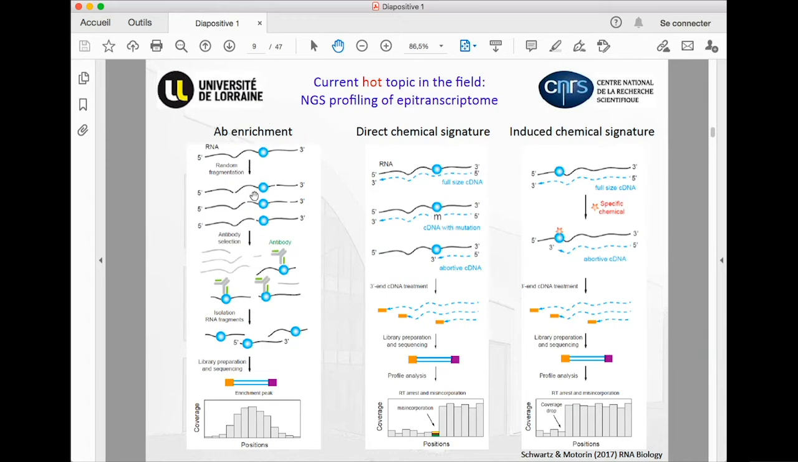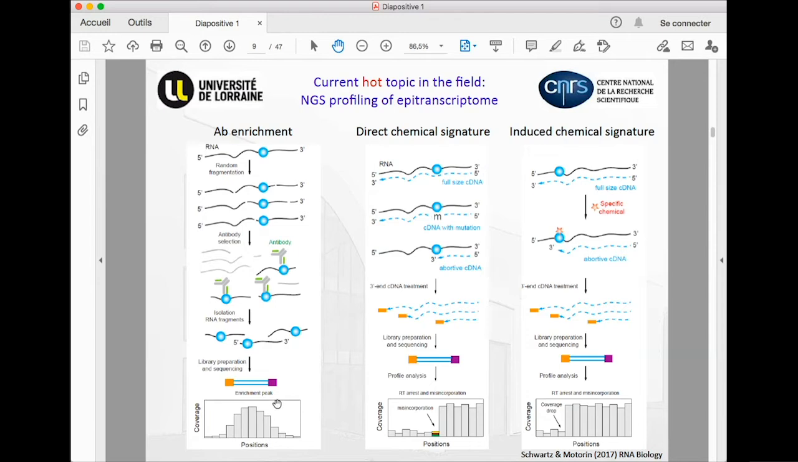So RNA is first fragmented into small pieces of 100 nucleotides on average, and these pieces will contain some modified nucleotides. If there are specific antibodies available against an RNA modification, these RNA pieces can be selectively enriched by immunoprecipitation, converted to a library, and sequenced. After mapping of those fragments to the reference sequence, we will obtain this kind of profile with an enrichment peak, a broad enrichment peak, which will cover the potential modified position.